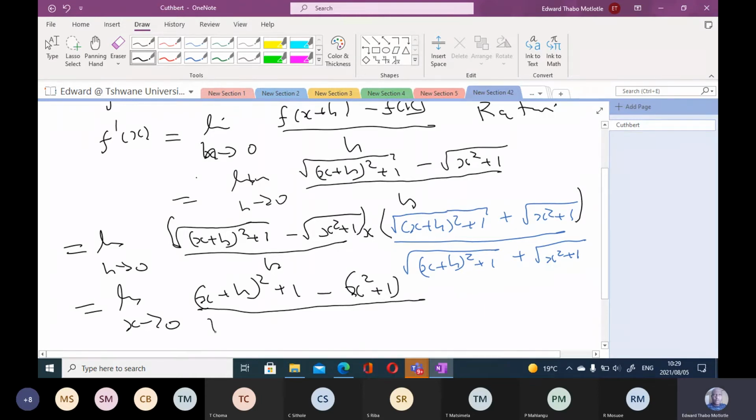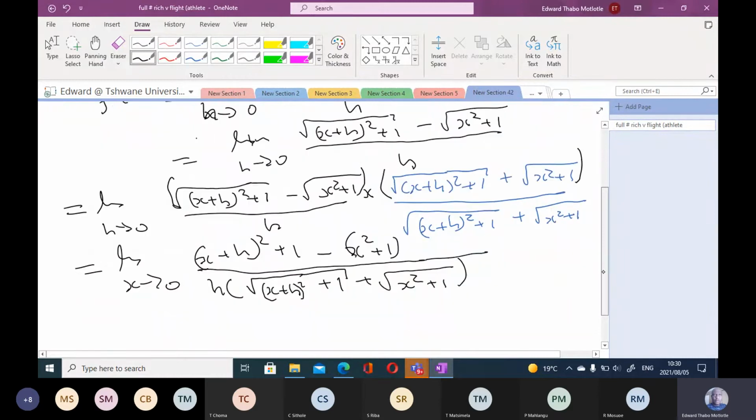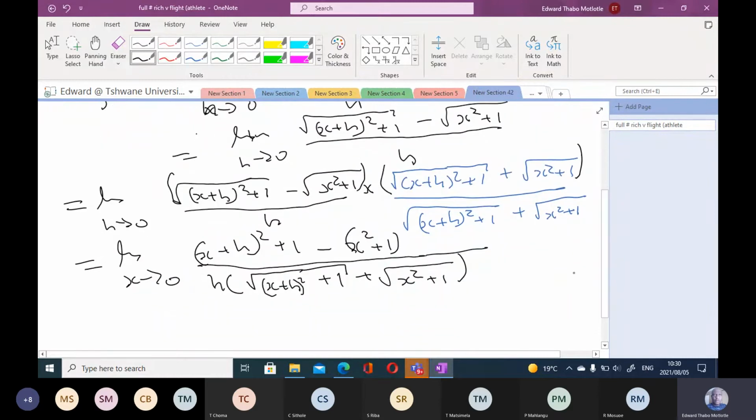The square root of (x plus h) squared plus 1. Usually I don't have the denominator simplify itself out. Okay, now you can clearly see we need to expand the top part. So we have the limit as h approaches 0.